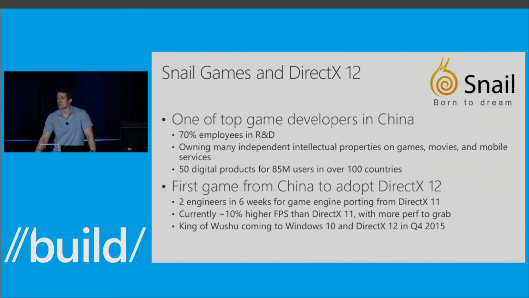Their game King of Wushu has been released on Xbox recently, but they're actually porting to Direct3D12, and this will be the first game coming on Direct3D12 from China. So they've been porting in the last 6 weeks. We've been working with them. They're currently 10% higher in FPS already than Direct3D11, and that's just a quick 6-week port. There's a lot of perf they still have to grab, and we expect them to get much higher FPS over the months as they finalize their plans to port to Direct3D12. So again, this is really great, a game coming from China, moving to Windows 10 and DirectX12 this year.